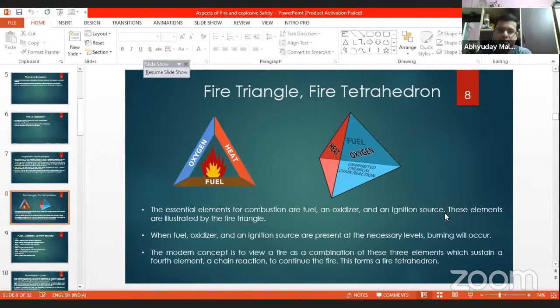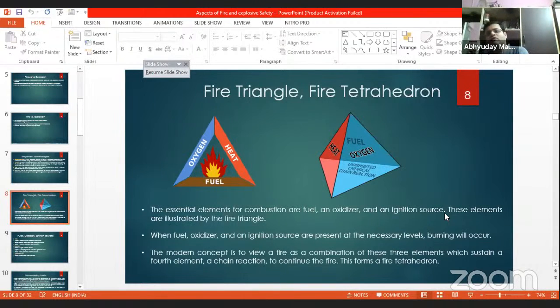Fuel is the flammable material which will catch fire. Oxygen will help it in sustaining the combustion. That is, it will help to burn the fuel. And the burning will require energy, which will come from the ignition source. So this is called a fire triangle. And whenever all the elements of a fire triangle are present at one place in sufficient amounts, there will be a combustion or fire.